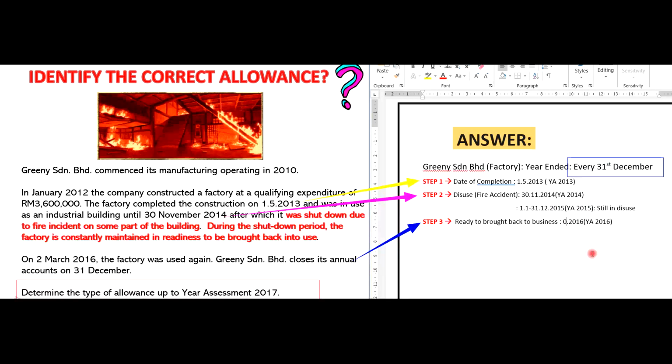2nd March 2016, which is included in year of assessment 2016. The question needs you to answer until 2017. Alright, so I believe all dates have been put out. So it's time to identify what type of allowance that Greenish Sdn Bhd can claim in its tax computation.